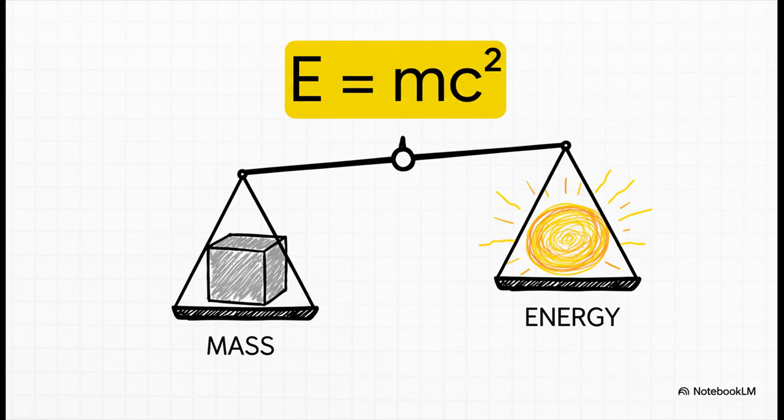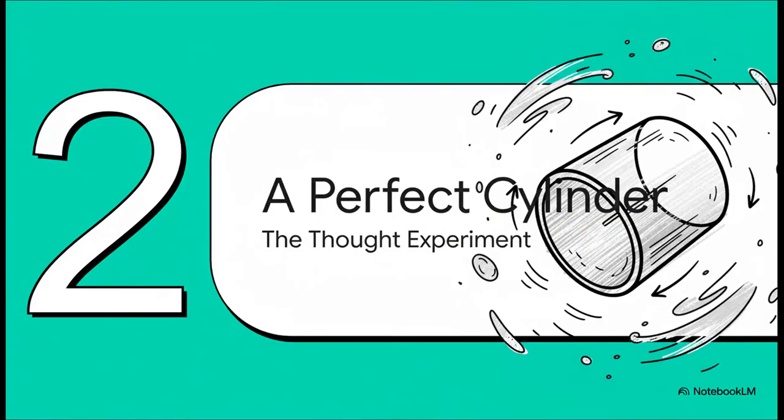But here's the part people sometimes miss. E equals mc squared isn't a one-way street. It's not just that mass can become energy. It also means that energy, all by itself, actually has mass. So that kinetic energy from our spinning object, Einstein's telling us that energy has inertia. It has weight. So if the energy of motion has mass, how in the world would you even calculate that?